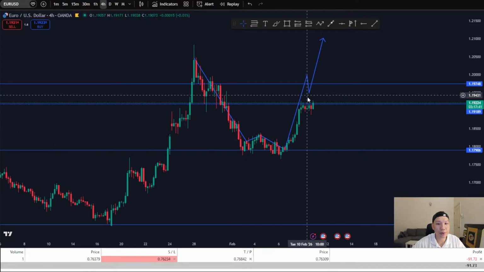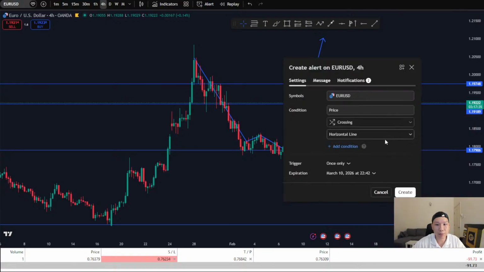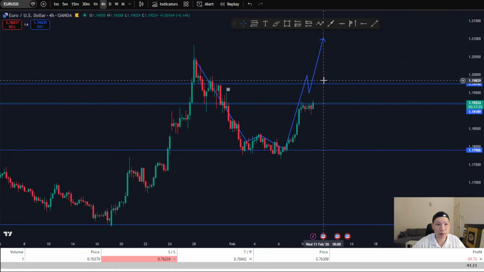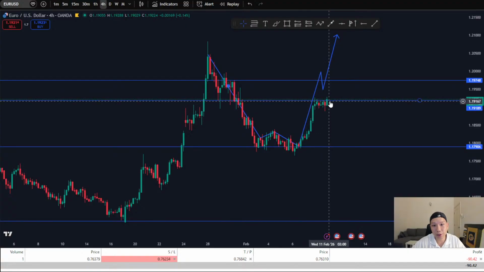For this one, I'm still gonna wait. I'm still gonna wait for the price to hit this range. If it's not touched this range, I'm not gonna move a single thing. It's too dangerous to actually place a trade right here.